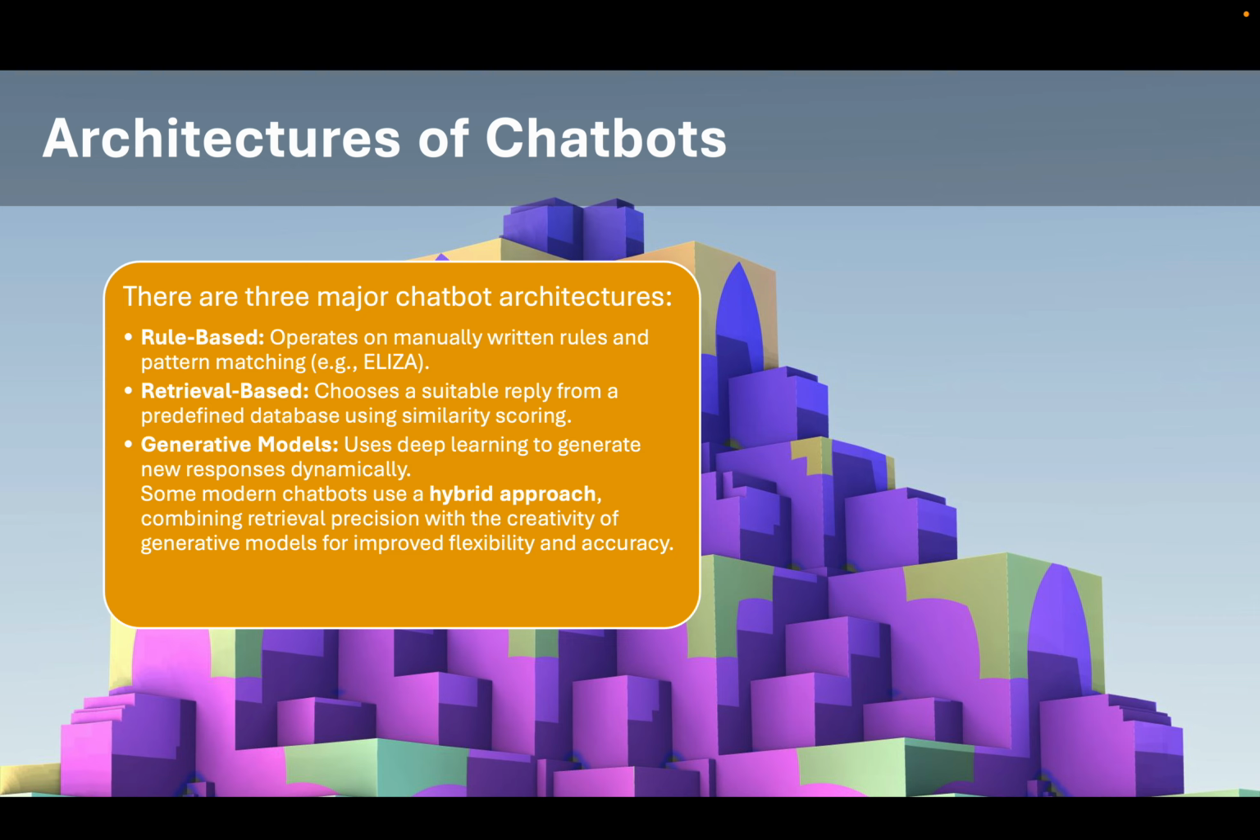Generative chatbots go a step further by creating new, original sentences using machine learning models. Many modern systems are hybrid, combining the accuracy of retrieval-based methods with the creativity of generative models. This balance ensures both safety, avoiding irrelevant or offensive replies, and natural conversational flow.